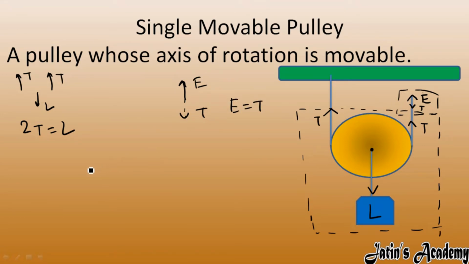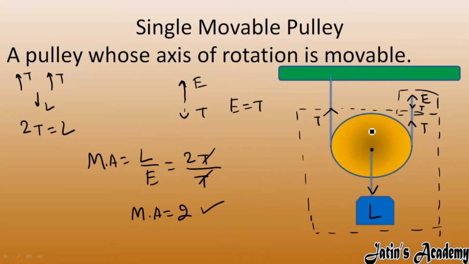Now we have to see the mechanical advantage as load upon effort. The load value we got is 2 times tension, and the effort value we calculated is tension. So cancelling it out, we get mechanical advantage as 2. So the mechanical advantage we have calculated from this figure is 2.